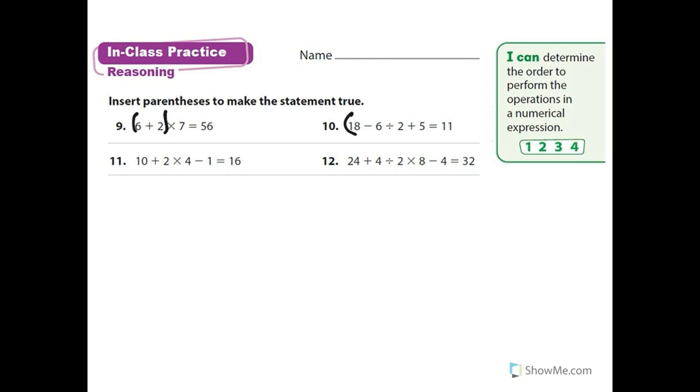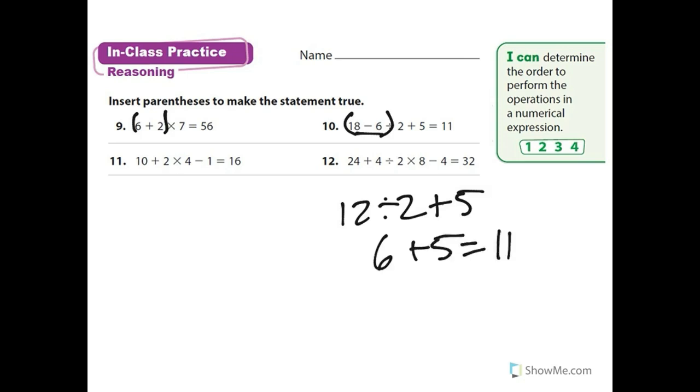All right, did you put the parentheses here? Yeah, it worked there again. Because 18 minus 6 is 12, divided by 2 plus 5. 12 divided by 2 is 6, plus 5 is 11. All right, try number 11, and then we'll go over it.